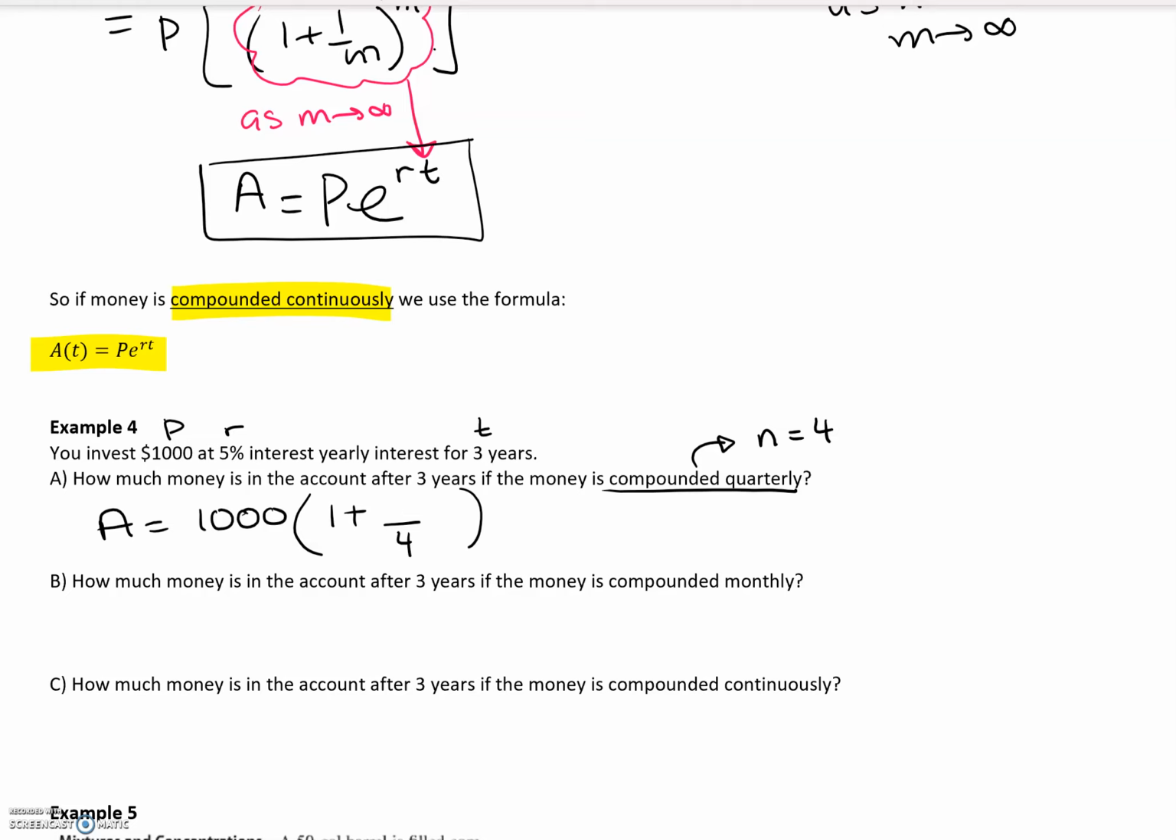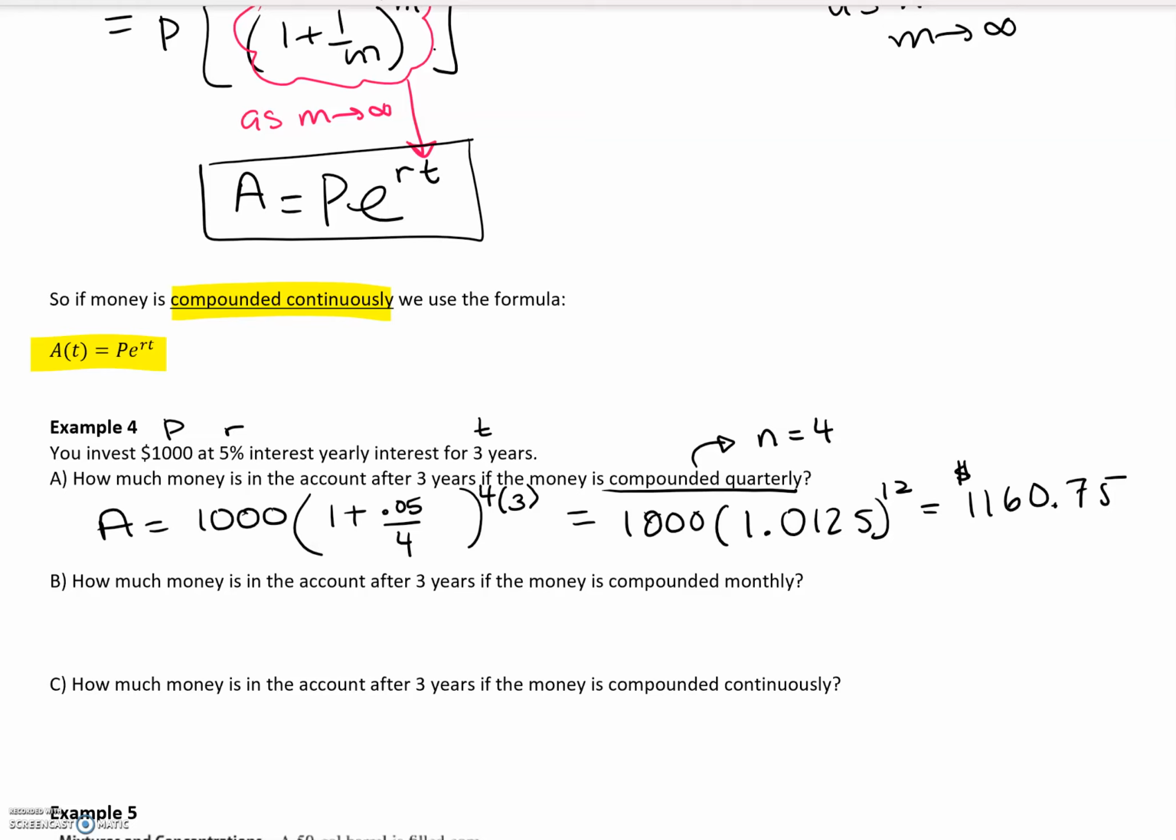Let me fix that. 0.05, that's r over n, to the nt. So 4 times 3. That's going to be 1,000 times 1.0125 raised to the 12, which is going to give us that 1160.75 that we had looked at before in the previous video.